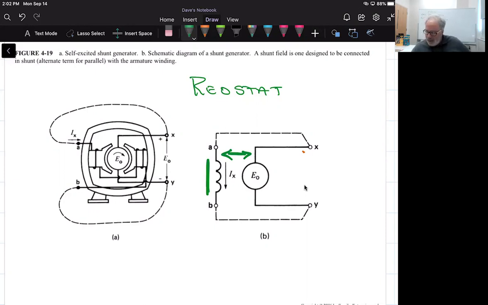So what if we put something called a rheostat? And a rheostat is a variable resistor. So I'm going to incorporate this rheostat into this circuit that we had from figure 419, and I'm going to figure out a way to control this so that I can get a precise output voltage in that case.